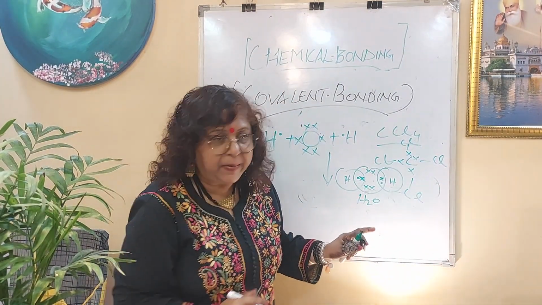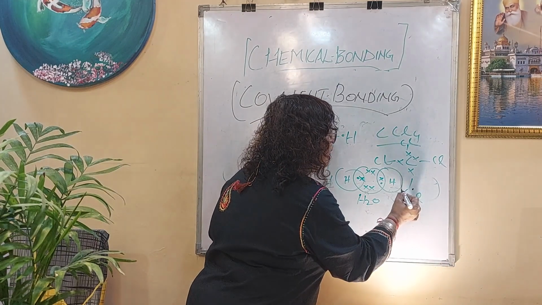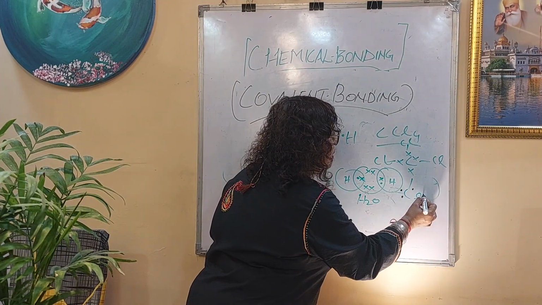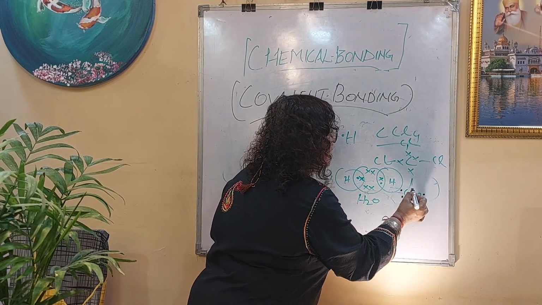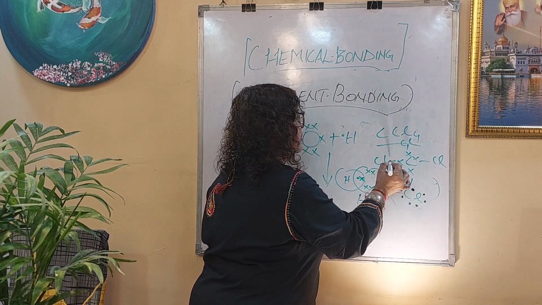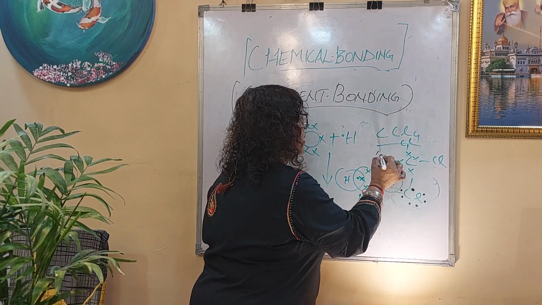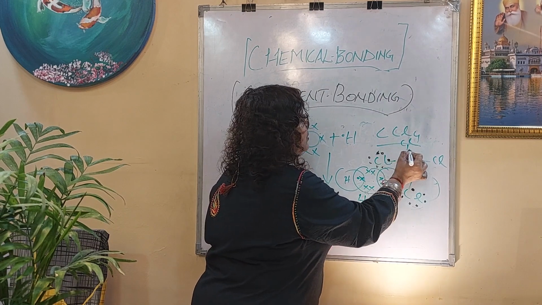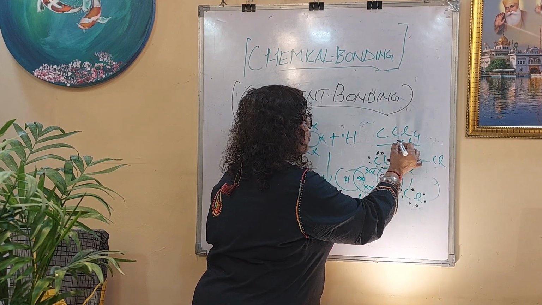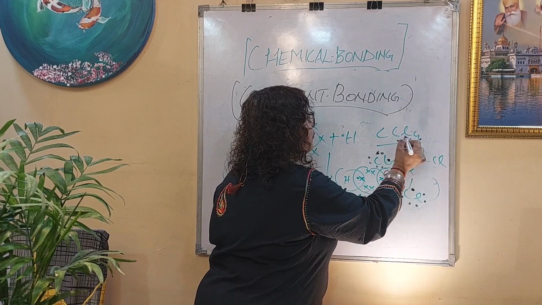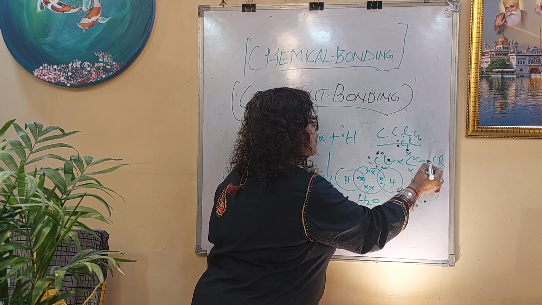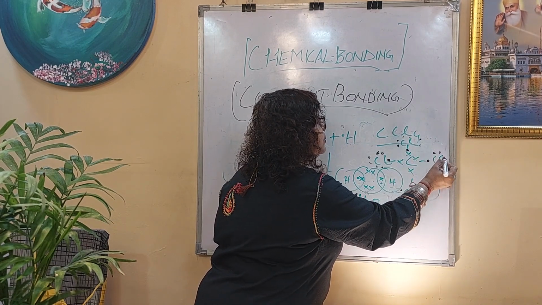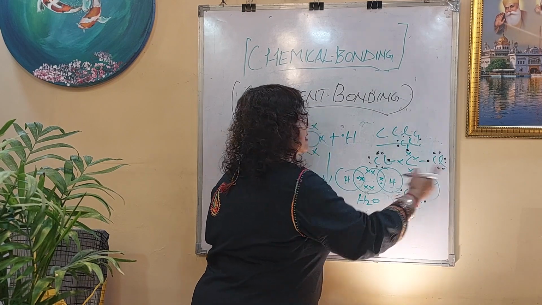So how will chlorine show? 1 here, 1, 2, 3, 4, 5, 6, and this is the lone pair of electrons here. 1 here, 1, 2, 3, 4, 5, 6. For this one also, here 1, 2, 3, 4, 5, 6. For this also 1 here, 1, 2, 3, 4, 5, 6.